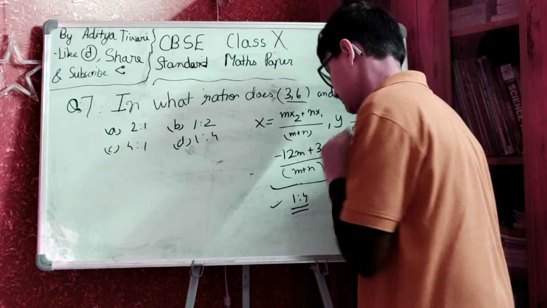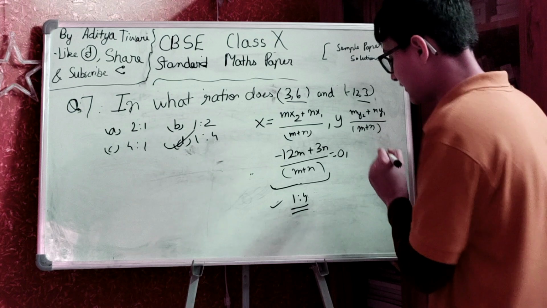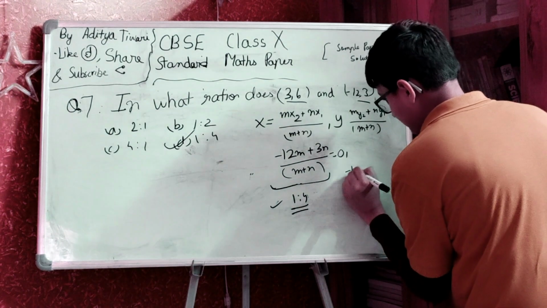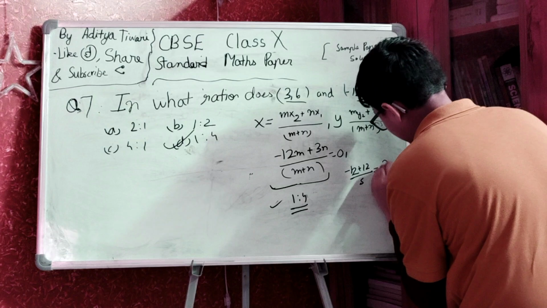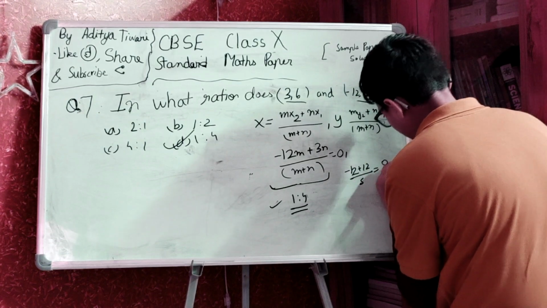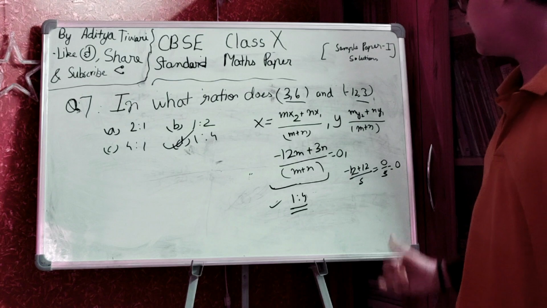This is version 4. D is the correct answer. How? Because if you put the value of m as 12, then 12 divided by 5 equals 0 by 5 equals 0. Yeah, so it's 1 to 4. Did you get this answer?